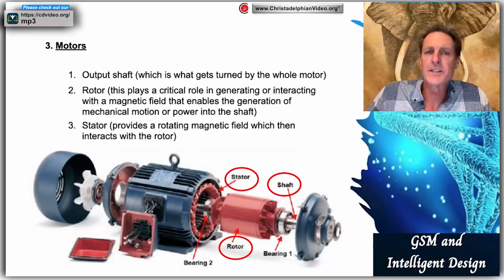And then thirdly, the stator. This provides a rotating magnetic field which then interacts with the rotor. So we see all three parts are absolutely vital for the functional performance of our motor. And I guess we can say that the design is very clever, very precise, very finely manufactured to small tolerances, and there's no room for error.